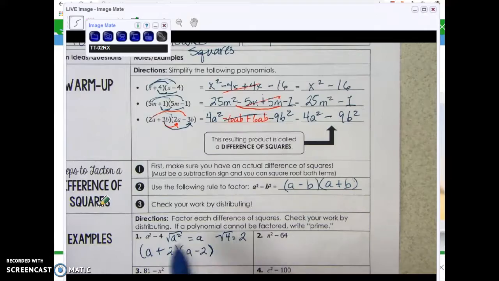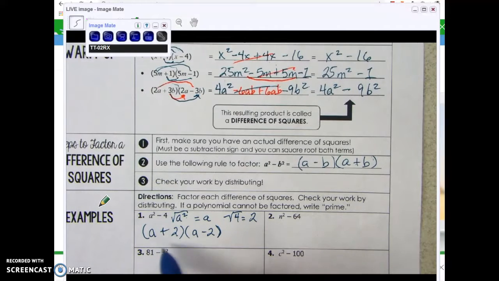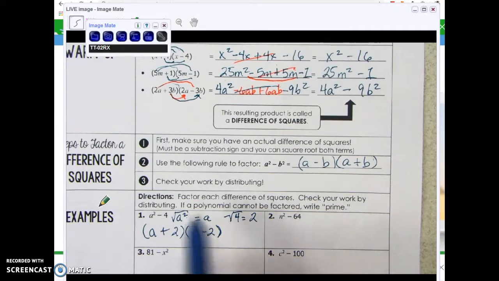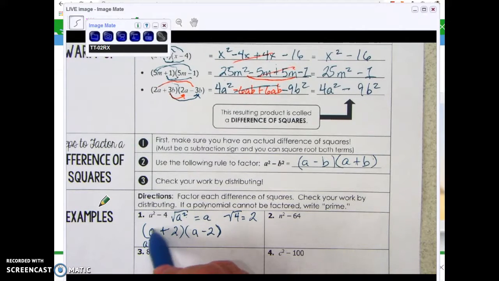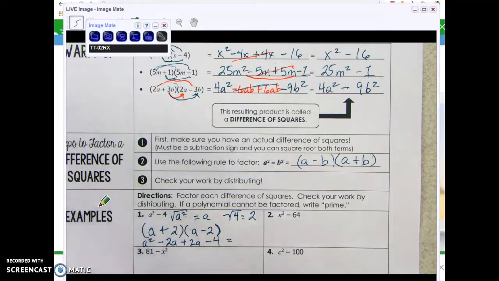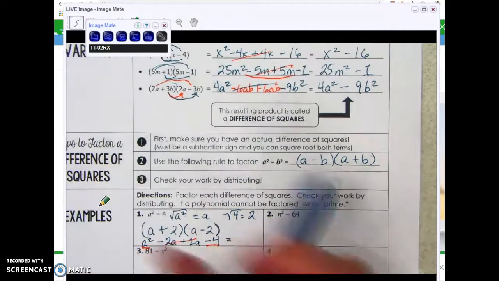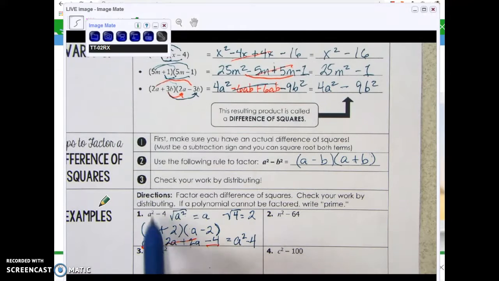And there we have it. That's the factored form. Again, just look at the first term and the last term and take the square root of it. We're going to check it to double check that we got it right. A times a is a squared. A times negative 2 is minus 2a. Positive 2 times a is plus 2a. Notice negative 2a, positive 2a, they're going to zero out. And then 2 times negative 2 is minus 4. So what are we left with? That crosses out. There's my a squared minus 4, exactly what we started with. So we know that's correct.